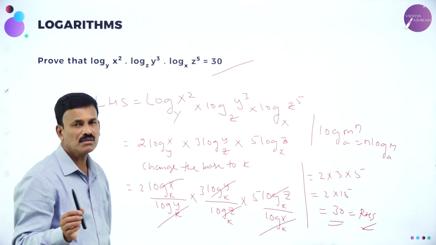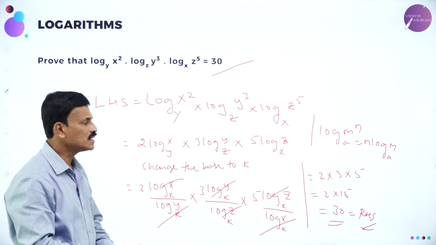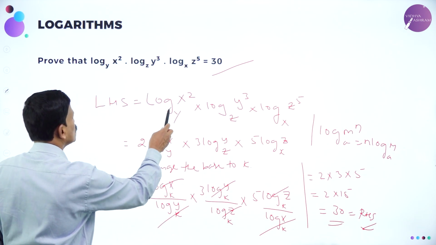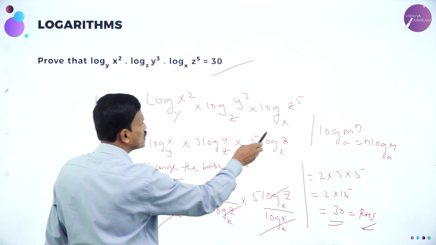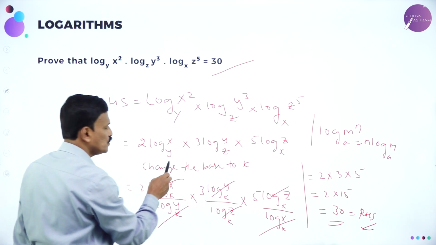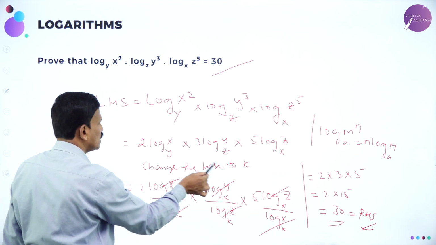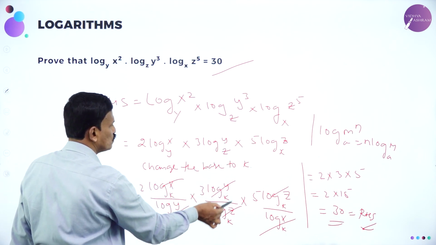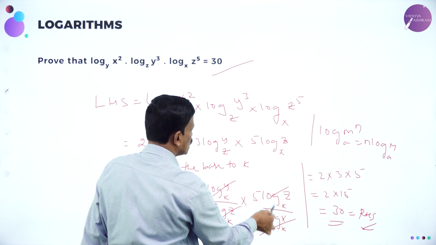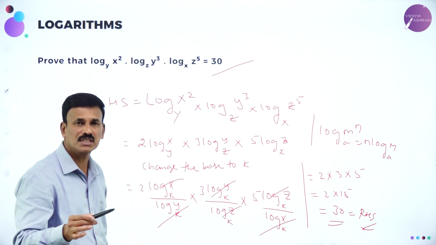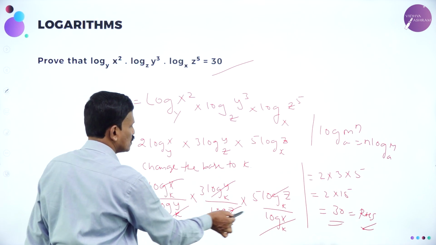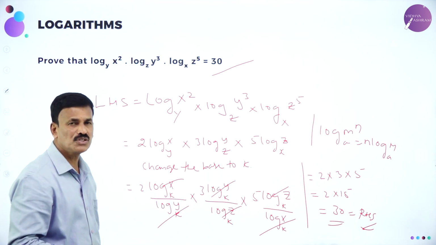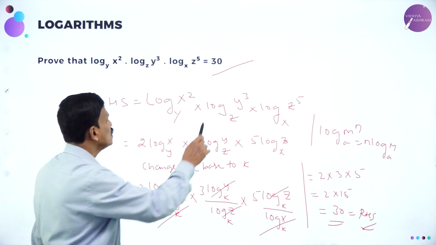This is how we are going to get the answer for this. RHS is 30. Very simple. Just apply log m to the power of n is n log m. So n is 2 log x to base y, 3 log y to base z, 5 log z to base x. Now using the base change rule, you can change the base to k. Cancel the terms which get cancelled, log y, log x, log z get cancelled. Here it is 2 into 3 into 5, 5 3s are 15 into 2 is 30, which is the required RHS.